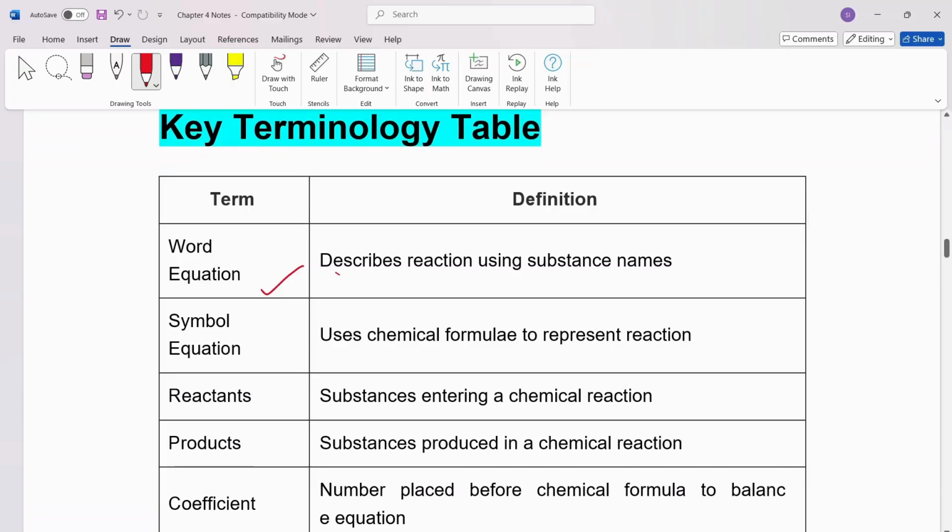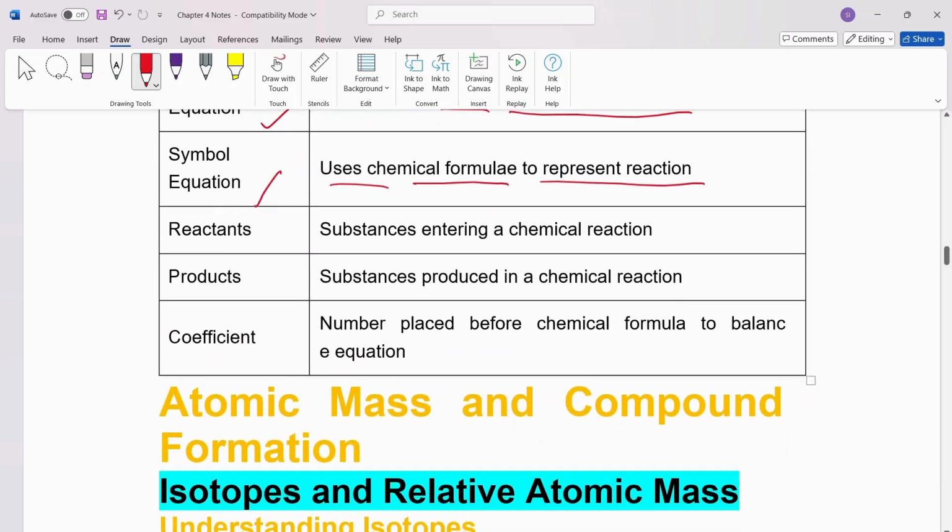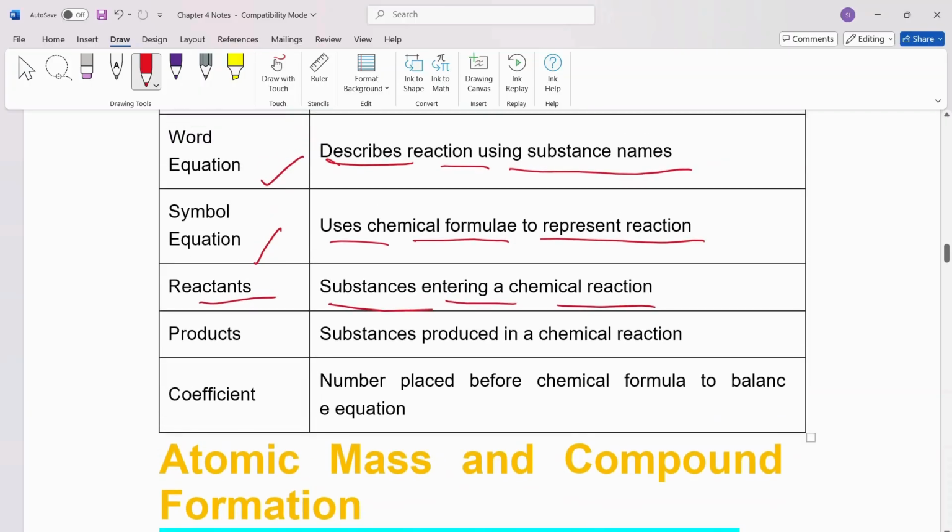Some key terminologies which you should know. Word equation, which means that it describes reactions using substance names. Symbol equation actually uses chemical formulas to represent reaction. Reactants are the substances entering a chemical reaction. Products are the substances produced in a chemical reaction. Coefficient, number placed before chemical formula to balance the equation.